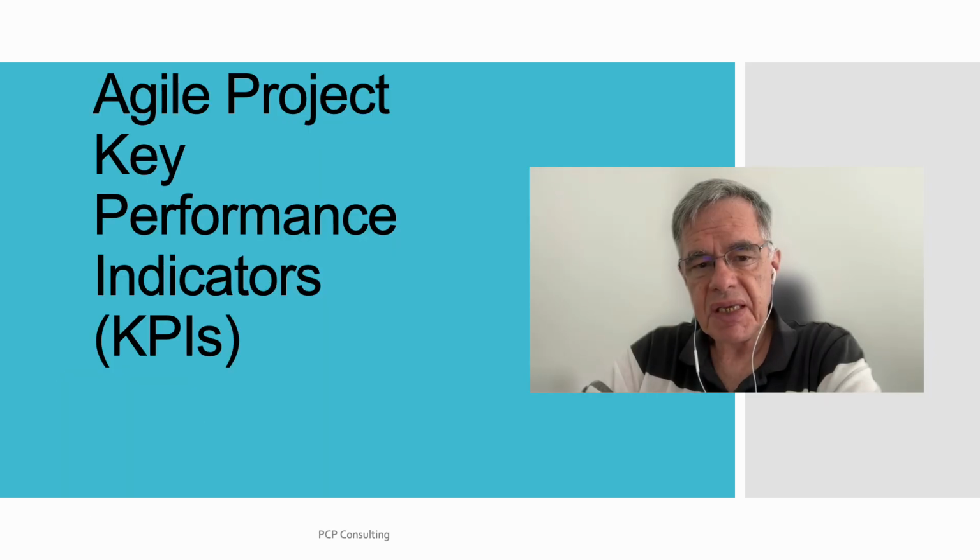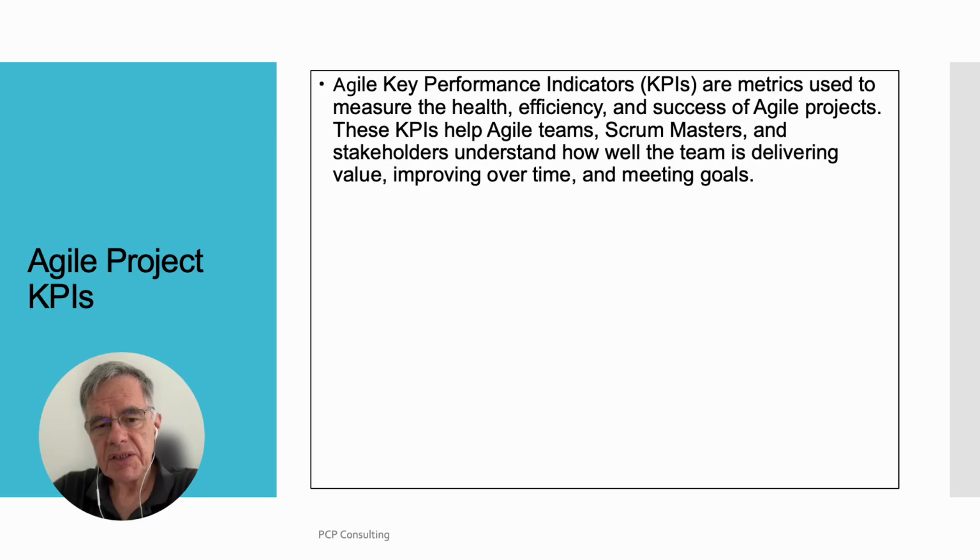Agile Project Key Performance Indicators, KPIs. Agile Key Performance Indicators are metrics used to measure the health, efficiency, and success of Agile projects. These KPIs help Agile teams, Scrum Masters, and stakeholders understand how well the team is delivering value, improving over time, and meeting goals.